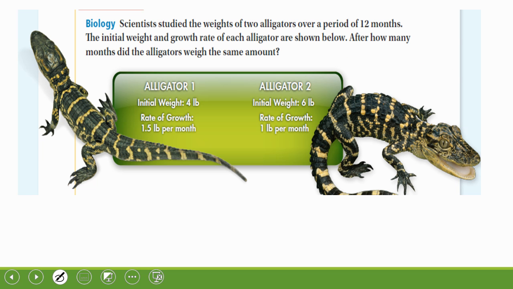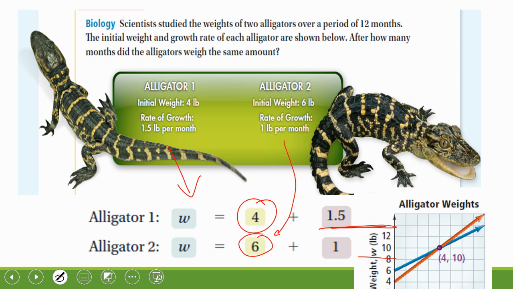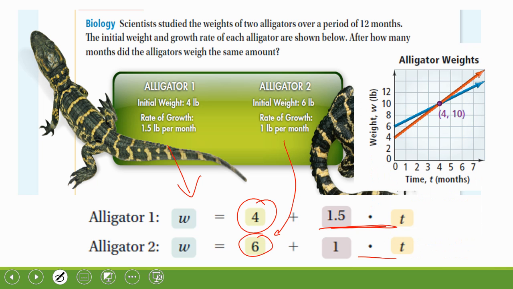Okay, so just a couple applications. I'm going to show you kind of where we're headed with this. Here's an example. There are these two alligators. They were different weights when they were born, and one of them is growing faster than the other one. So eventually we'll be able to write equations for that. Alligator 1 weighs 4 pounds, and he's growing at 1.5 pounds per month. Alligator 2 weighs 6 pounds, and is growing at 1 pound per month. So right now, the one is bigger than the other. The question is, when will they weigh the same?